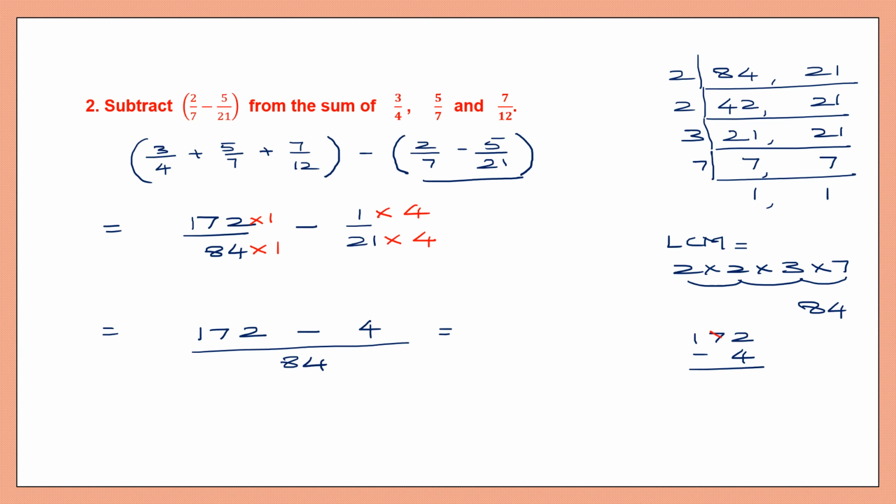So here we borrow. So this is 6 and 12. 12 minus 4 is 8. And I have 6 and 1. So this is 168 by 84. If you divide 168 by 84, you get 2 because 84 into 2 is 168. So our answer here is 2.